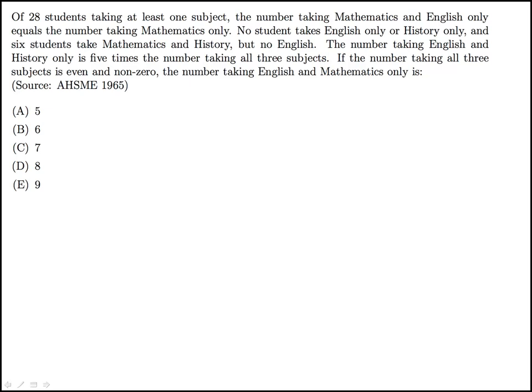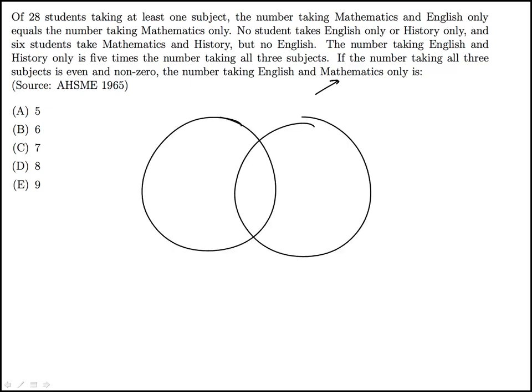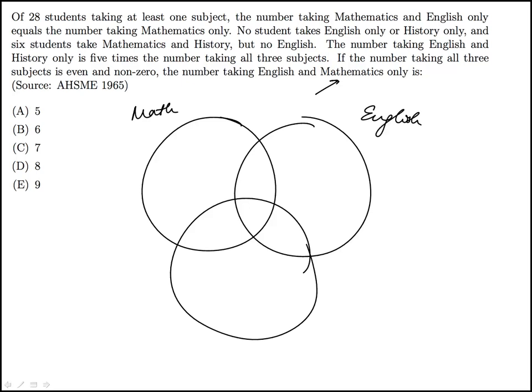So this triple Venn diagram problem requires you to read the question really carefully and interpret it. I'm going to use the three circles to represent these regions. So let's say this is math, English, and this is history. And they tell us that there are 28 students taking at least one subject, meaning the outside area has no one, meaning all of the 28 students are included in these three circles.